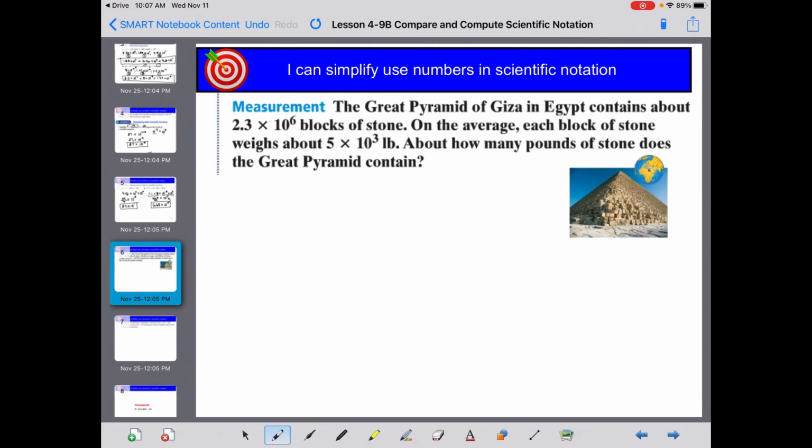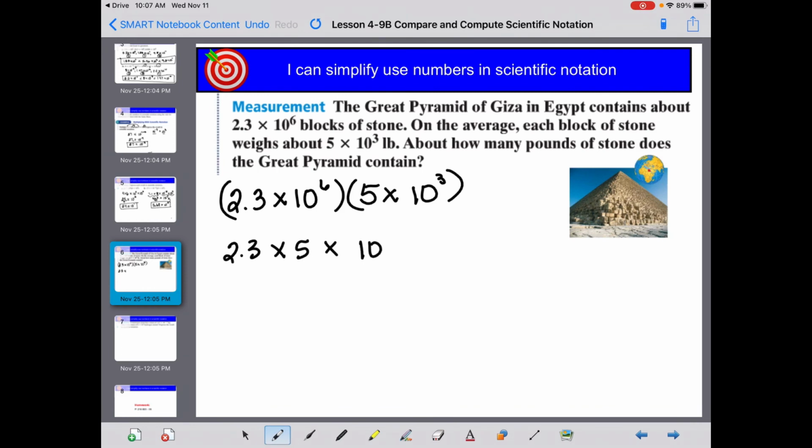The Great Pyramid of Giza in Egypt contains about 2.3 times 10 to the 6th blocks of stone. On average, each block of stone weighs 5 times 10 to the 3rd pounds. About how many pounds of stone does the Great Pyramid contain? Hopefully you see that this is a multiplication problem. When we multiply this, we're going to multiply the numbers together first. Then we're going to multiply the powers of 10.